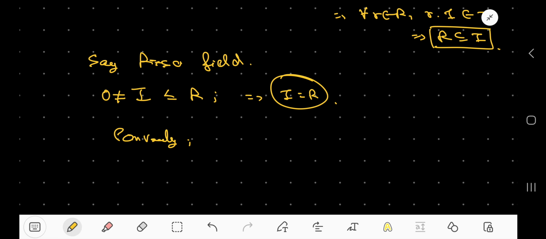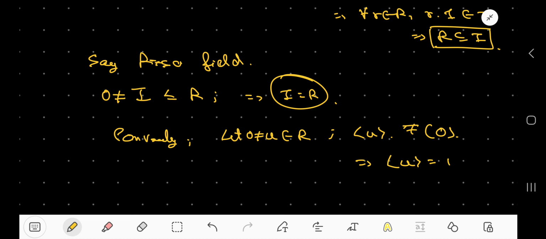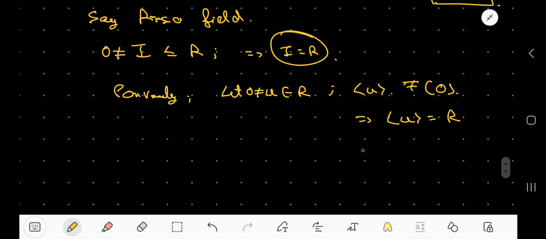Conversely, what I can do is simply take any element U from R which is non-zero, and consider the ideal generated by U. Now, since U is a non-zero element, the ideal generated by U is surely not 0. But by our hypothesis, the only ideals in R must be 0 or R. So this implies the ideal generated by U must be the whole of R. But that means that U is a unit.